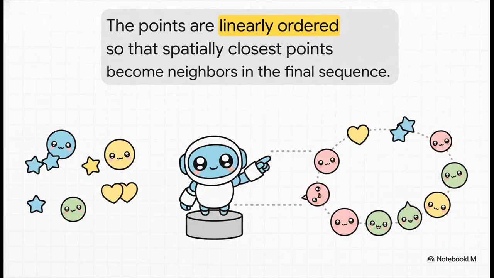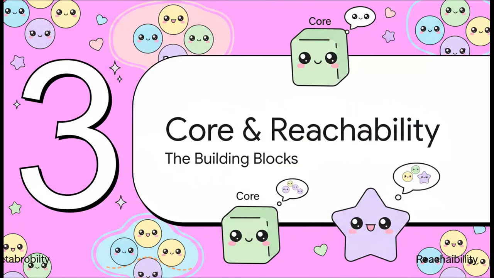So here's the big idea. OPTICS takes all your data points and basically rearranges them into a single file line. But it's not a random lineup at all. The algorithm is smart. It makes sure that points that are close to each other in the actual data also end up as neighbors in this new sequence. Think of it like drawing a clever, density-aware treasure map of your entire dataset. Now, to build this map, OPTICS uses two brilliantly simple concepts as its fundamental building blocks. They're called core distance and reachability distance.